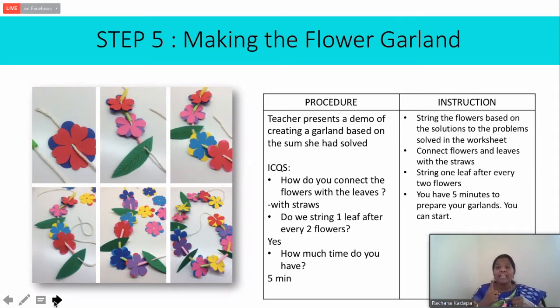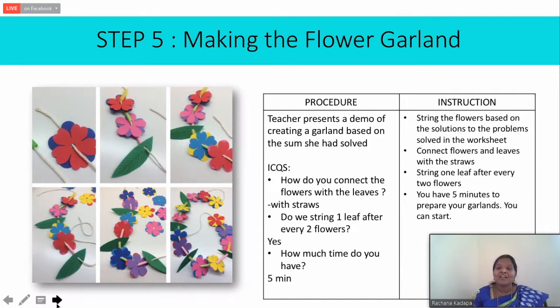String 1 leaf after every 2 flowers. After every 2 flowers, connect 1 leaf. So we have to give the instruction by showing, so that they can understand the English words in the maths classroom. And then you have 5 minutes time to prepare your garlands. You can start. So these type of instructions will certainly help.